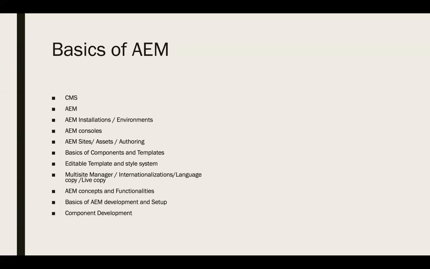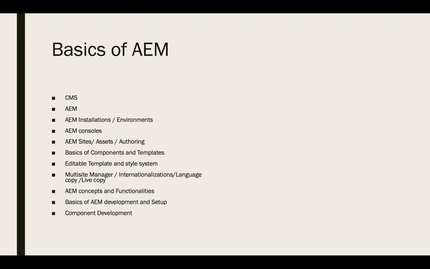And then there are some advanced concepts like editable templates. And of course, multi-site manager: if your organization is building websites for various countries, various languages, how would you architect and work on it? It's like internationalization. There are terms like language copy, live copy. Given one site, how would you create another site in another language? Does AEM make it easy for us to build sites for multiple languages in multiple countries?